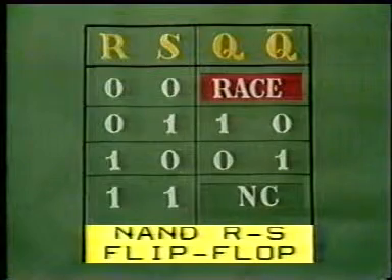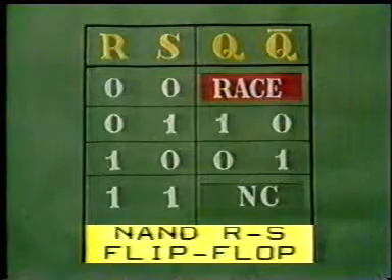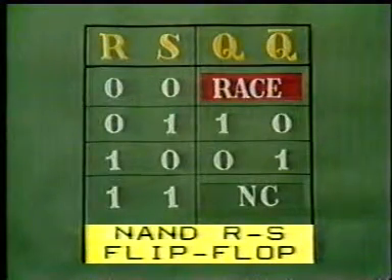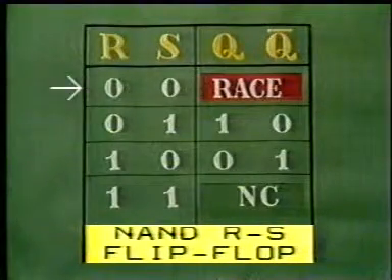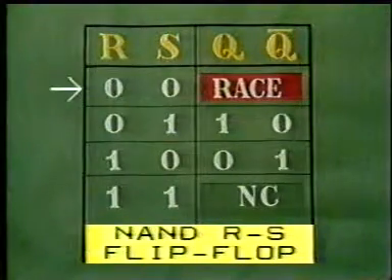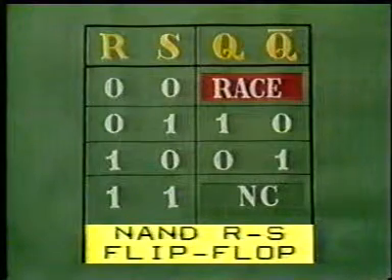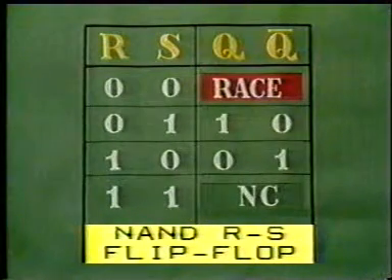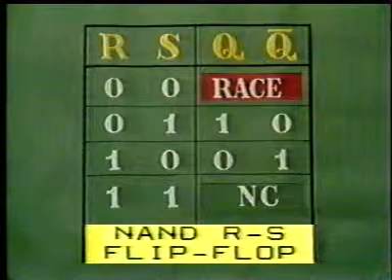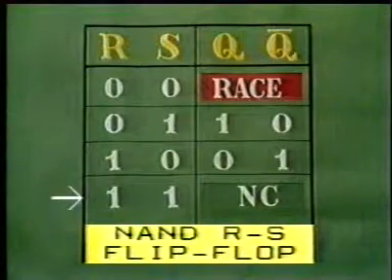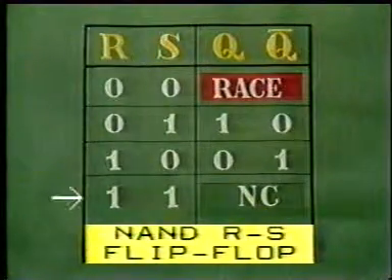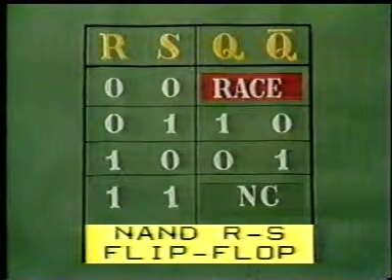The truth table summarizes the operation of the NAND flip-flop. Note that R0 and S0 is a race condition and R1 and S1 is the no change condition. Remember this, for we shall refer to it again later.